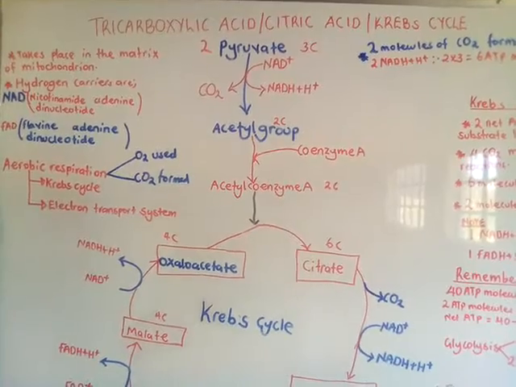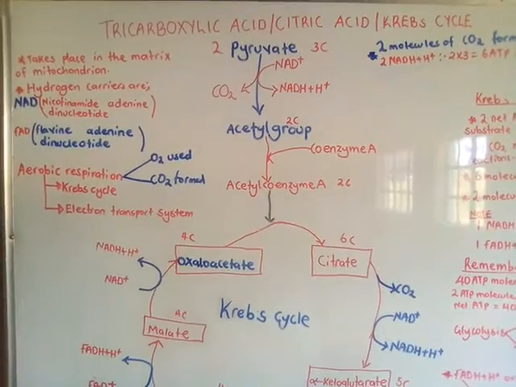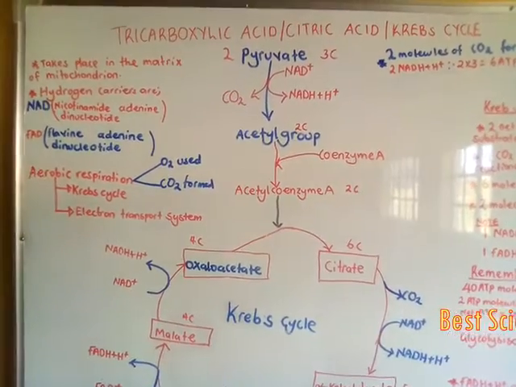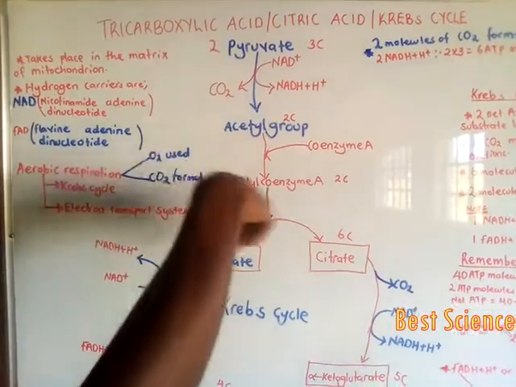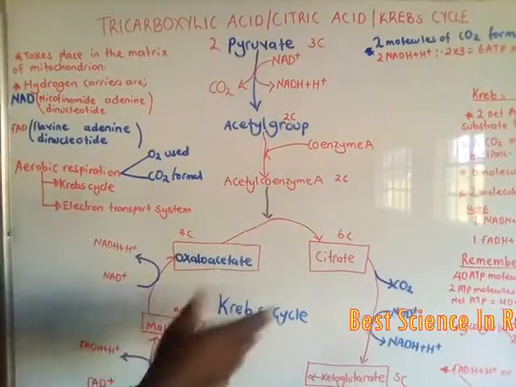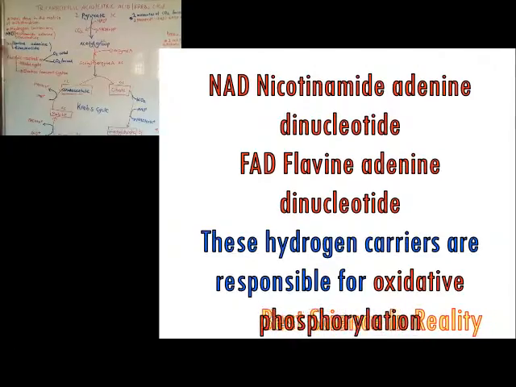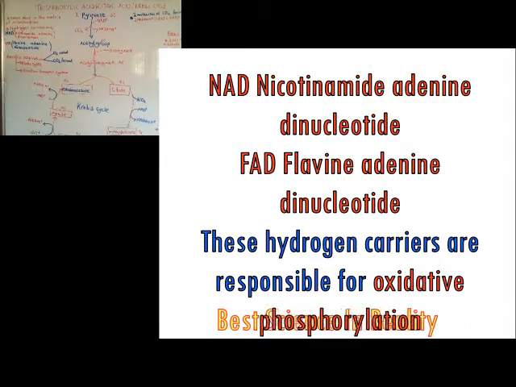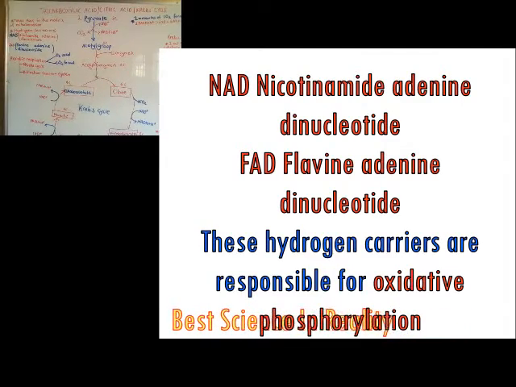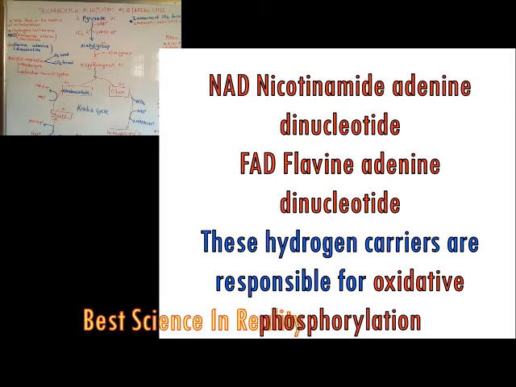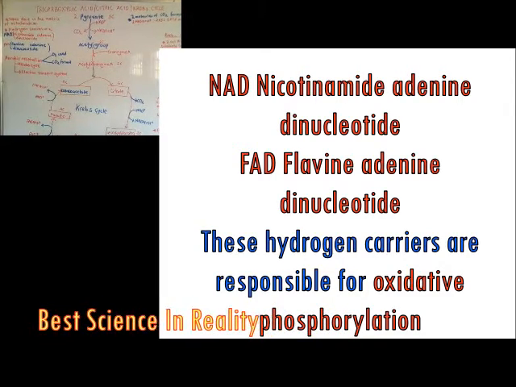Guys, we are going to look at Krebs cycle. Now remember, the end product of glycolysis is pyruvate, which is a triose sugar, and in this case it's going to enter the matrix of the mitochondria, but we have several reactions which take place. But we shall need hydrogen carriers, and in this case we are going to use NAD and FAD. NAD is nicotinamide adenine dinucleotide and FAD is flavin adenine dinucleotide.